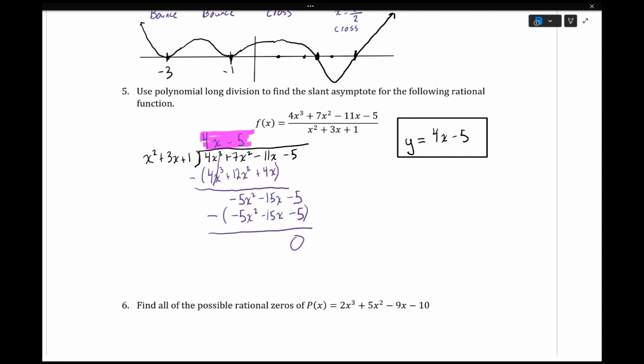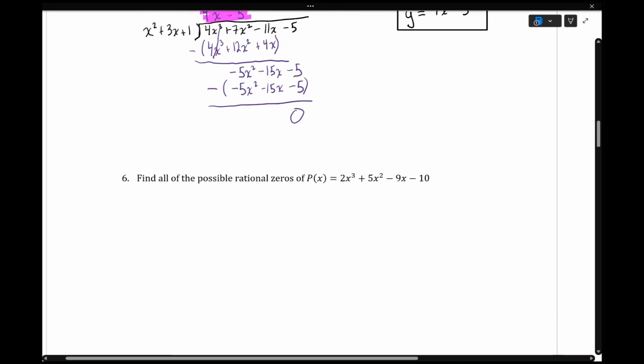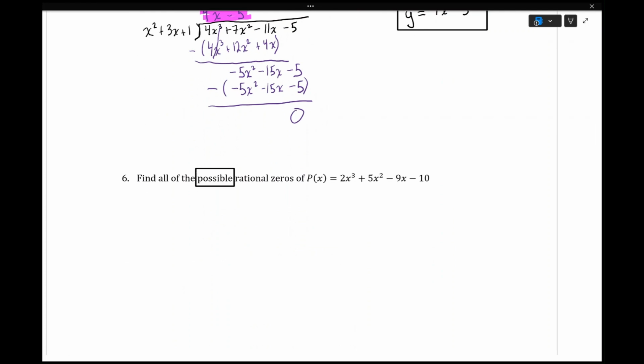All right, let's talk about possible rational zeros. So remember, I'm only finding possible rational zeros. This is a very short question. To find possible rational zeros, it's the factors of the constant term divided by the factors of the leading coefficient.